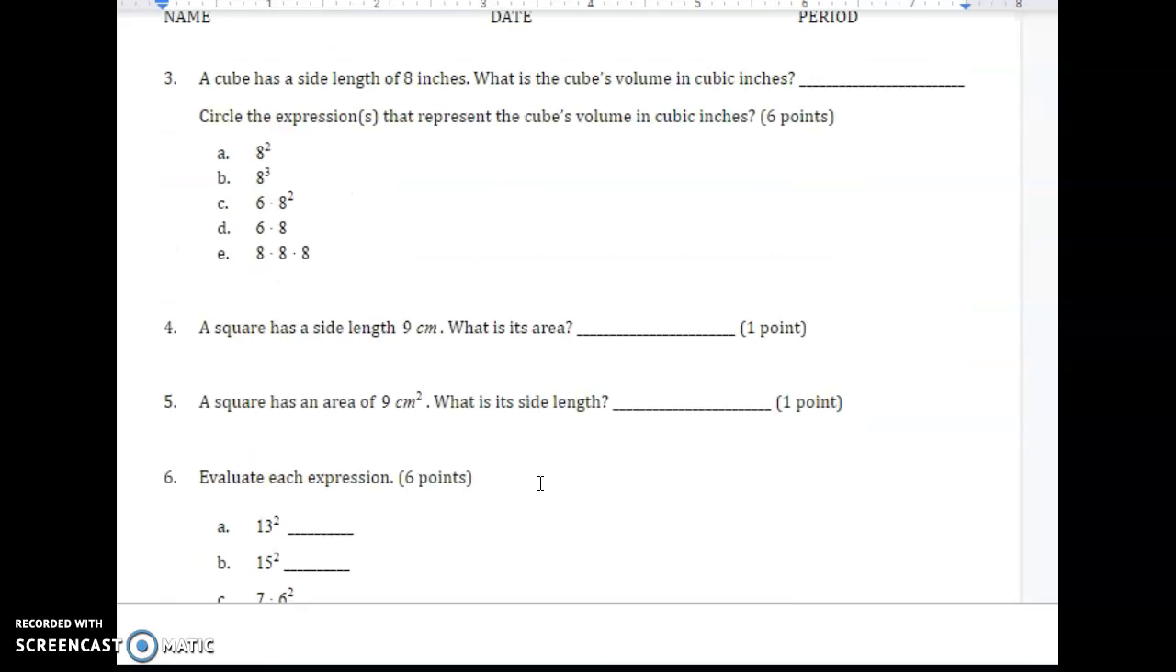Question 3. A cube has a side length of 8 inches. What is the cube's volume in cubic inches? Circle the expressions that represent the cube's volume in cubic inches.